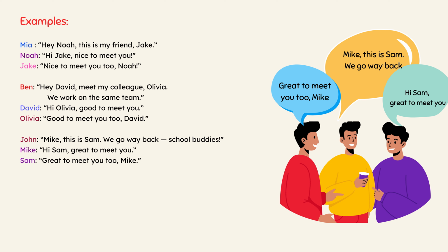Example 3. John says, "Mike, this is Sam. We go way back. School buddies." Mike responds, "Hi Sam, great to meet you." Sam replies, "Great to meet you too, Mike." These casual phrases make introductions friendly and comfortable, perfect for everyday conversations.